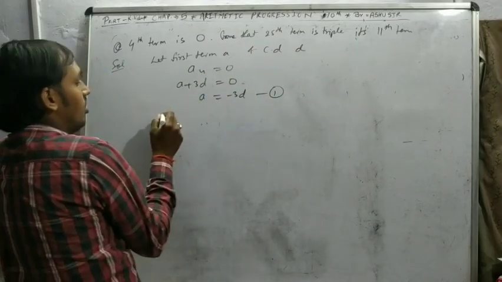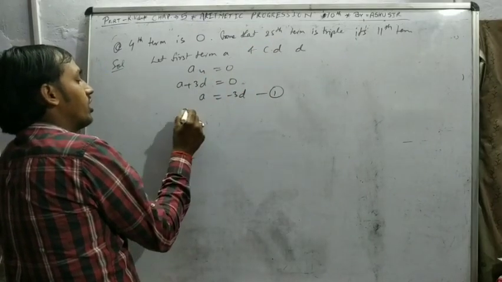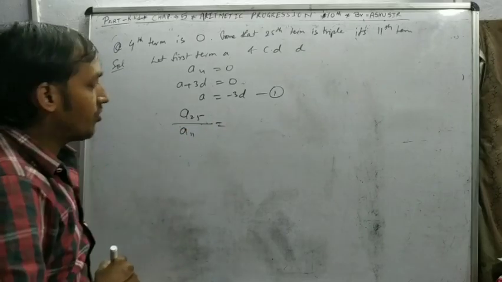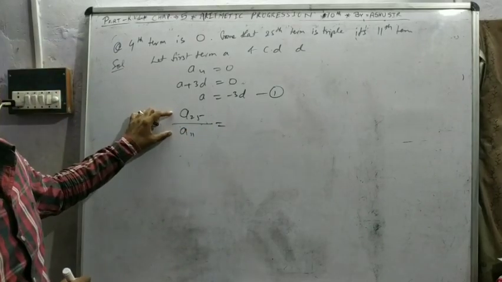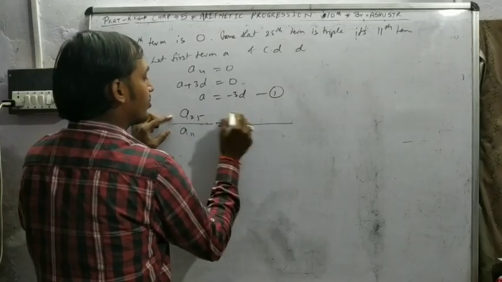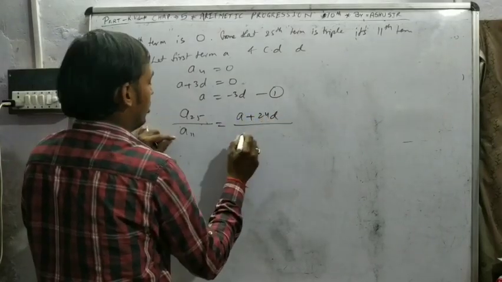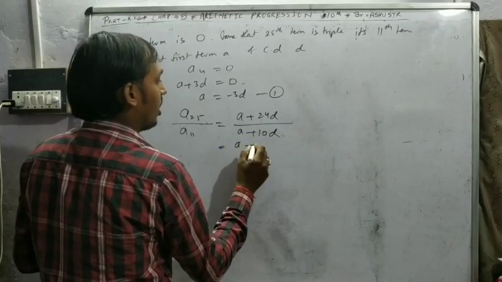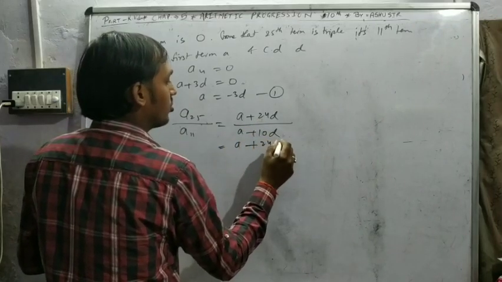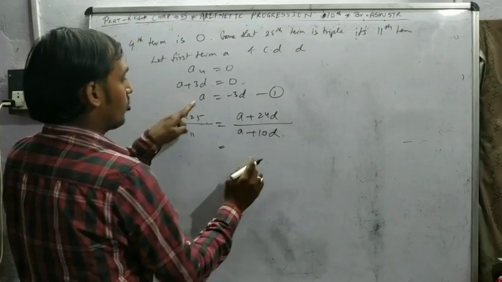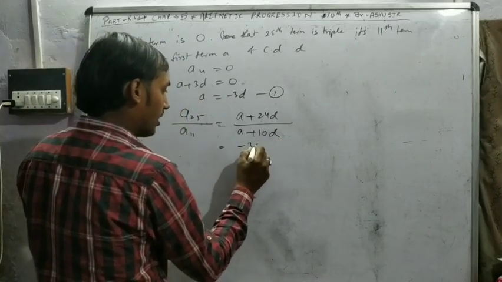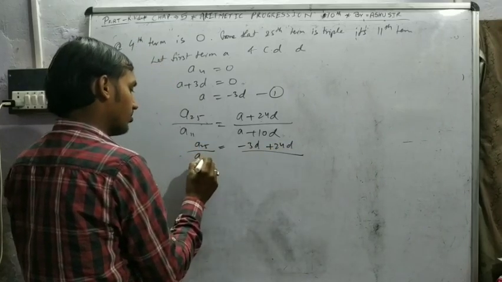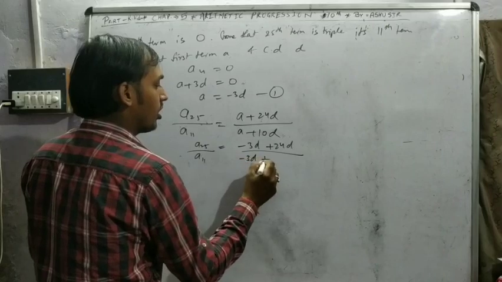Then the relation between the 25th term and the 11th term. For the relation, we divide them. The 25th term is A plus 24D, the 11th is A plus 10D. Put the value of A as minus 3D: minus 3D plus 24D over minus 3D plus 10D.